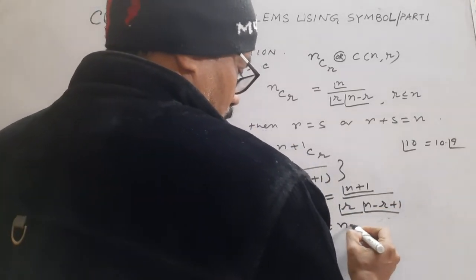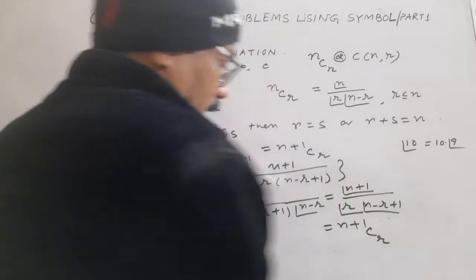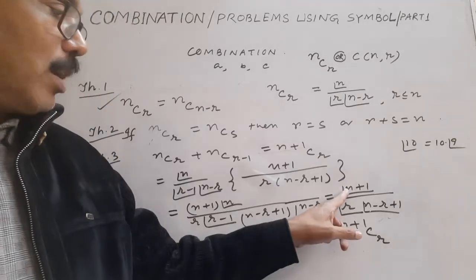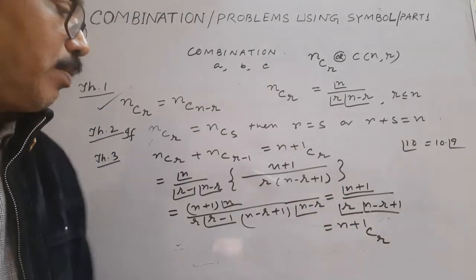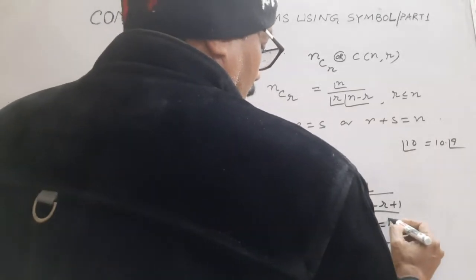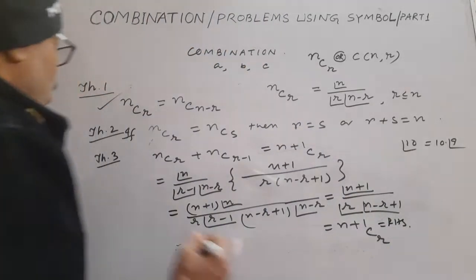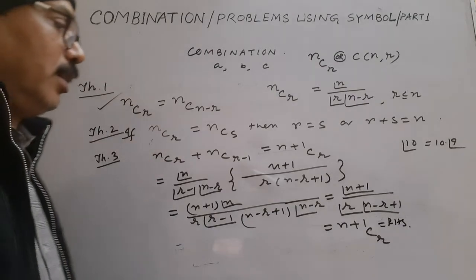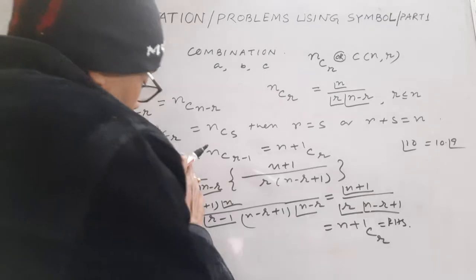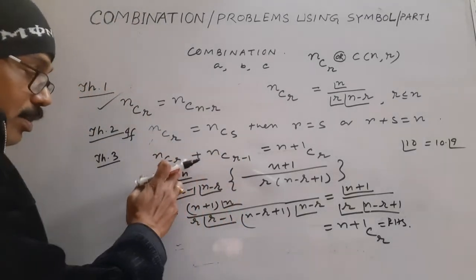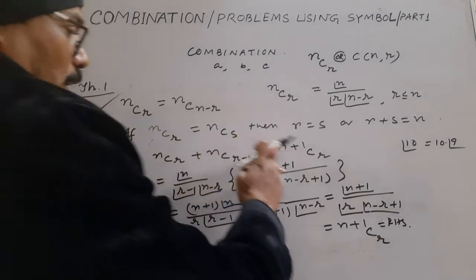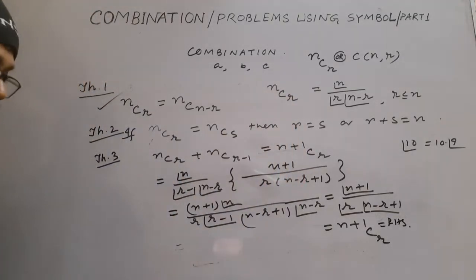So, if you expand it, n plus 1 Cr. So, factorial n plus 1, factorial r, and the difference of this is n plus 1 minus r. You get RHS. So, you recall the result: numerator equal, denominator differ by 1. Mind you, differ by 1. Then this is n plus 1 Cr.